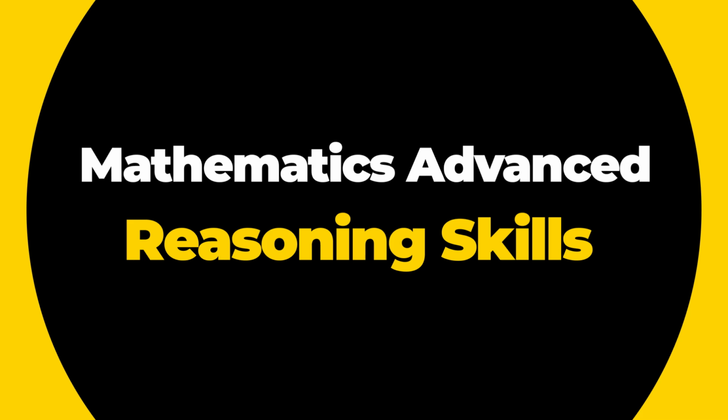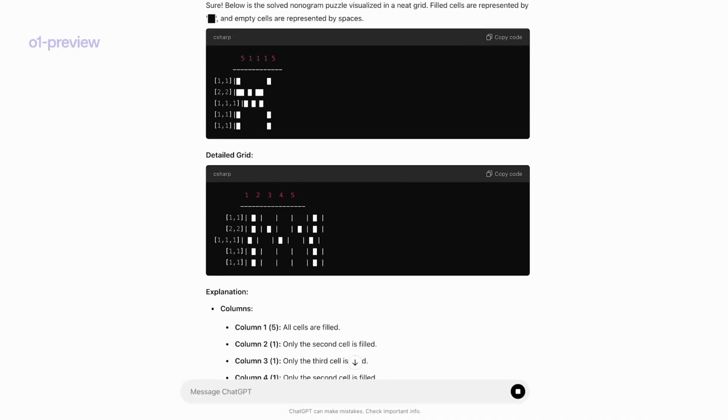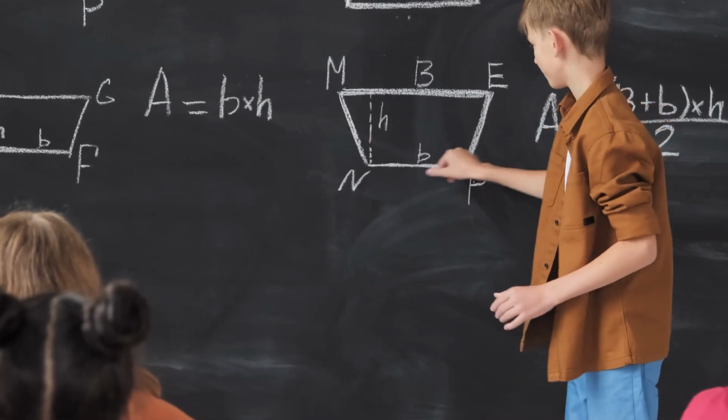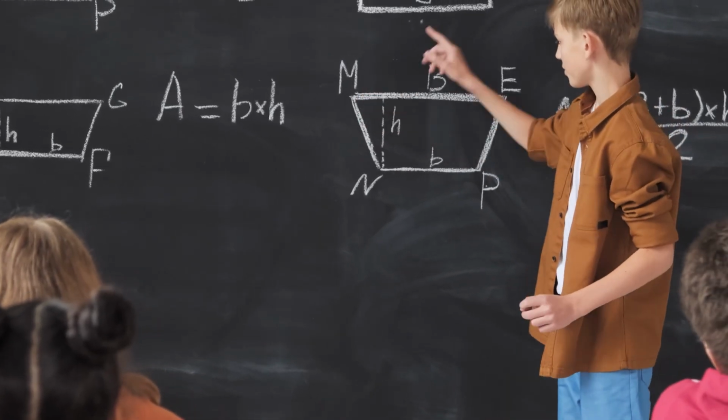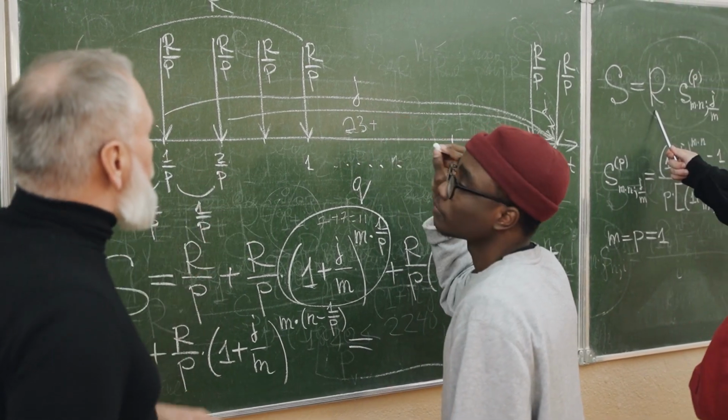Mathematics: advanced reasoning skills. O1's advanced reasoning skills could redefine math as we know it. From solving complex equations to proving theorems and delving into new concepts, O1 is a powerhouse for both students tackling tough problems and researchers exploring the frontiers of mathematics.